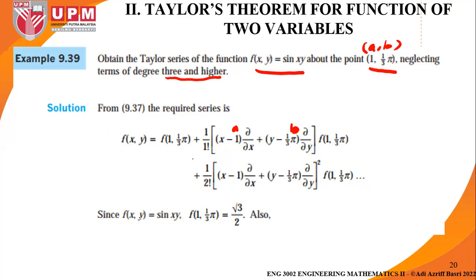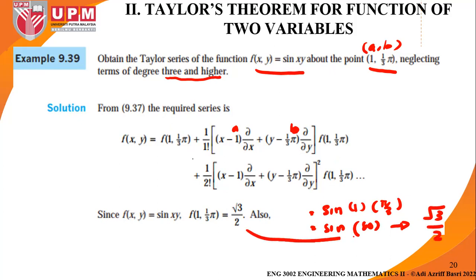Since we know that the function f(x, y) is sine xy, for f(a, b), or f(1, pi over 3), your answer is equal to square root of 3 over 2. It's quite easy. For example, you have sine theta, sine of x y, where x is 1 and y is pi over 3. At the end you get sine pi over 3, which in terms of degrees is 60 degrees, so you get square root of 3 divided by 2. That's why it comes here.